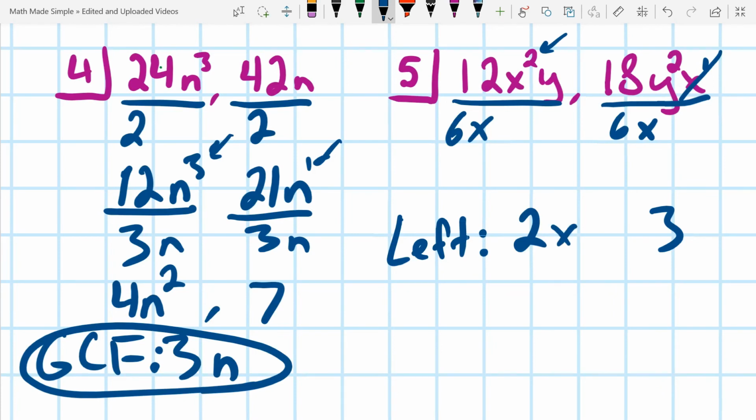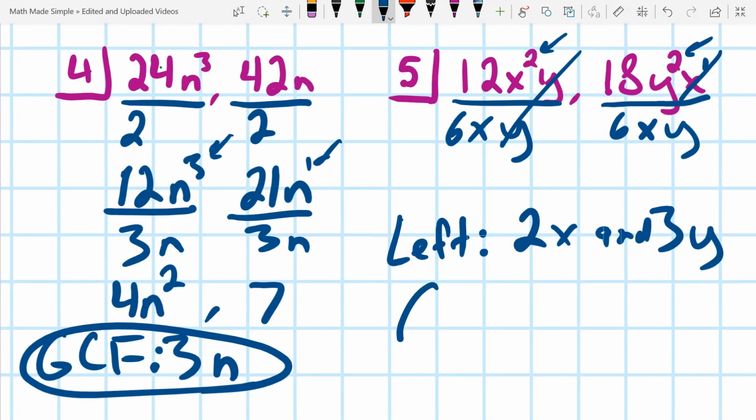Now, lastly, we're going to look at the y's. I do have y's in both of them, so I can take a y out of both of them. But that cancels out here. And just like the x's in the last one, I can take out a y, and I'm still left with one y over here. So my leftovers are going to be the 2x and 3y. And our GCF, what did we take out of both of them? Well, we took out a 6xy.